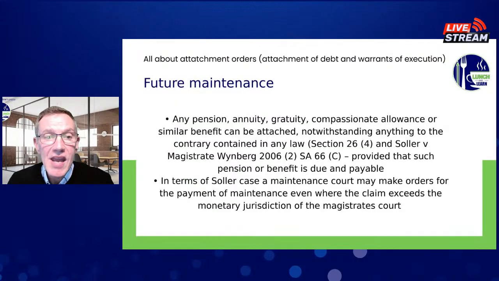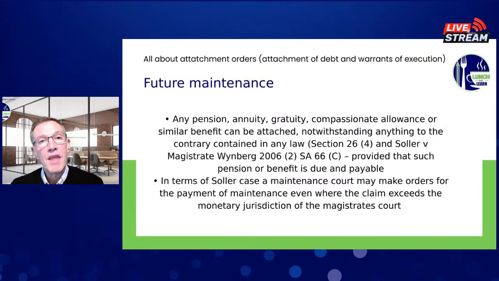That basically brings us to the end. Before we get to the end, I just want to note on future maintenance, and we've alerted to that, and we had a full webinar on future maintenance. But it falls under attachment orders, and I felt it quite appropriate to remind the people thereof that any pension, annuity, gratuity, or compassionate allowance or similar benefit can be attached, notwithstanding anything contrary to the law. And that was specifically mentioned in terms of Section 26(4) of the Maintenance Act, and it was amplified by the judgment of Soller versus Magistrate Weinberg in 2006. It provided that there is a mechanism where you can attach a pension, gratuity, or any allowance benefit that is due and payable, but it should be due and payable to the respondent. That is basically the future maintenance as well.